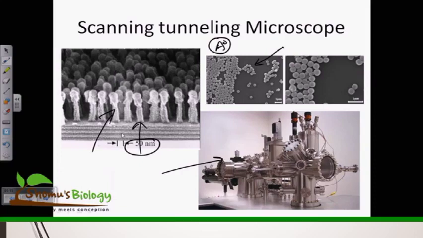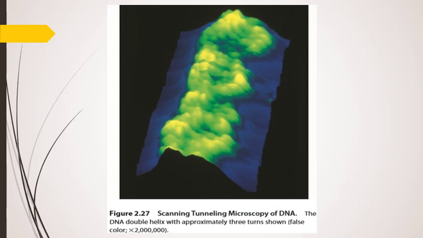But the use of scanning tunneling microscopy is not limited to biological applications. It is vastly used in many different fields of science. Here I have the image of the DNA double helix structure that we obtained from a scanning tunneling microscope with approximately 3 nanometers shown. So it's a high magnification image that we get from the scanning tunneling microscope.